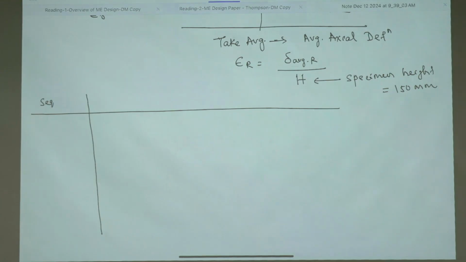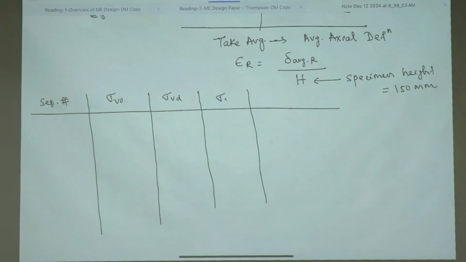So sequence number, pulse group, now we can eliminate because it's only 4, right? Every pulse group is the same, there is no difference in there. So I'm going to eliminate that column. I'm now going to say sigma V0, sigma Vd, sigma V, sigma H0, and then now I have epsilon r average, right? We just calculated all of that.